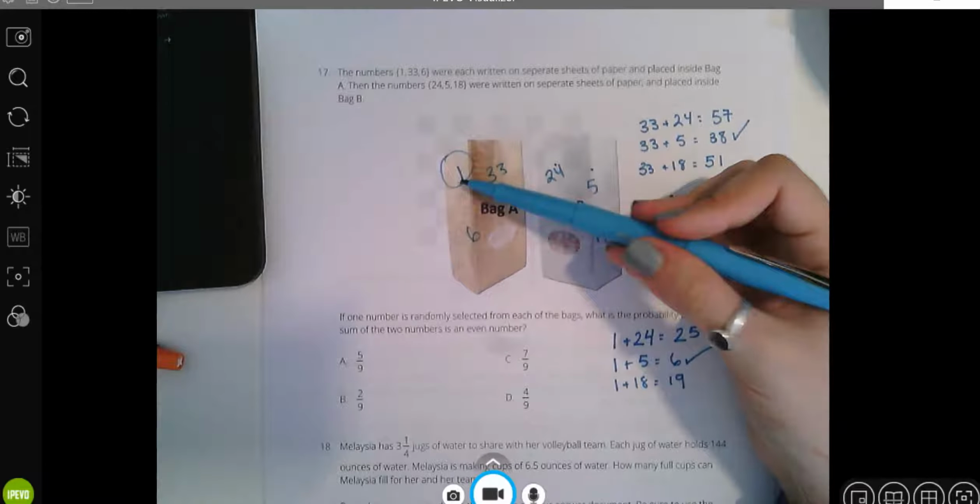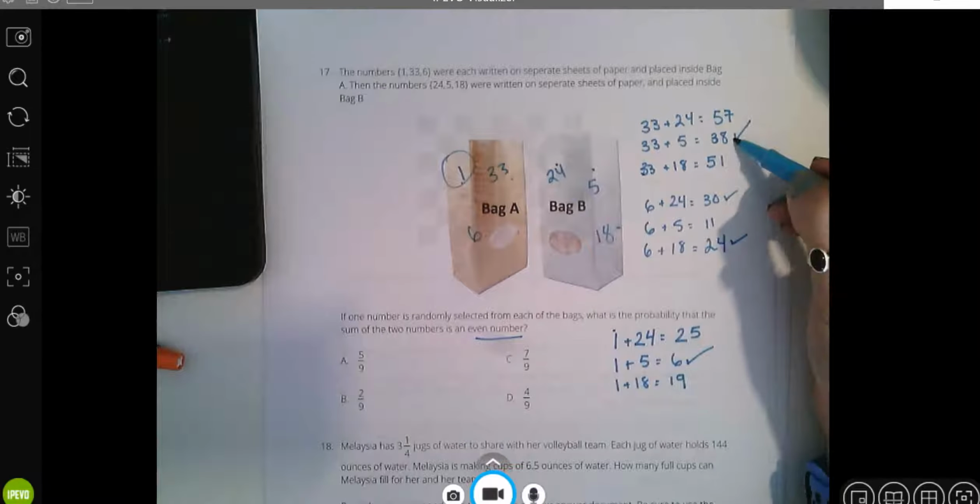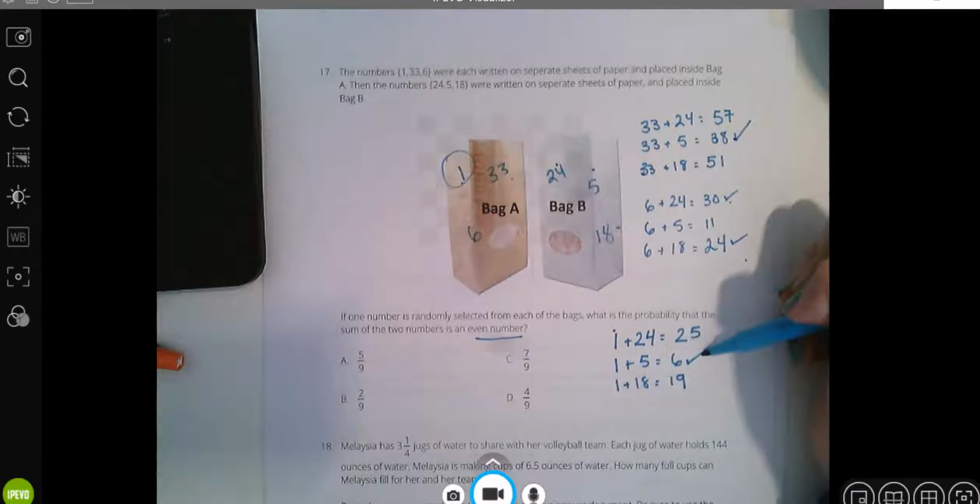Whew, okay. So, let's see. I have a lot to write out. Okay, in the interest of saving a little time, what I did was I picked a number and then I added it to all 3 options from bag. I picked a number from bag A and added it to all 3 numbers from bag B. So here you can see the 1s, then I did the 33s, then I did the 6s, and I'm looking for even numbers. So I have 1 here, 2 options here, 3 options here.